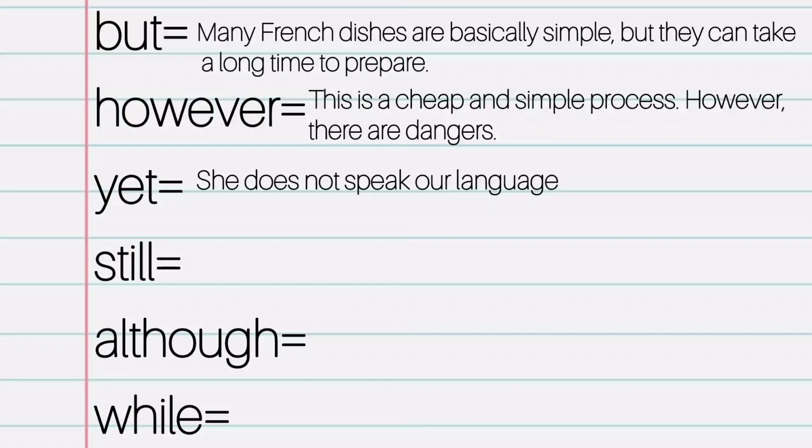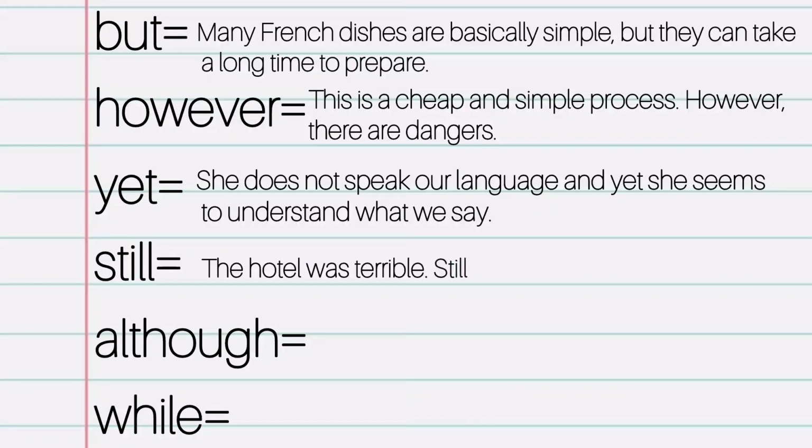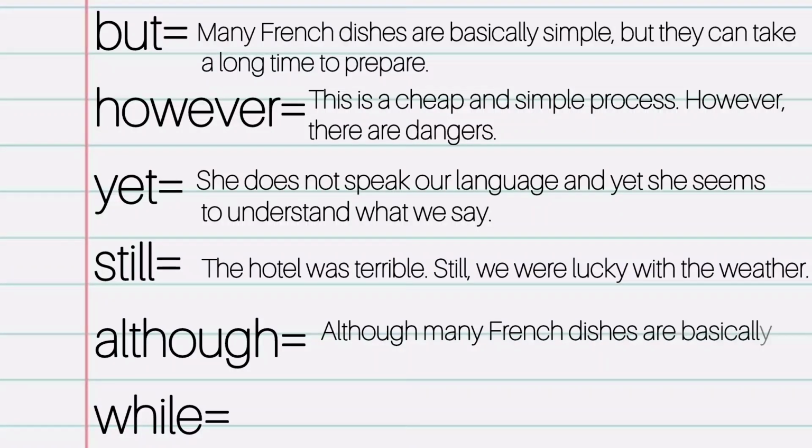She does not speak our language, and yet she seems to understand what we say. She does not speak our language, but she seems to understand what we say. This is a cheap and simple process, yet there are dangers. The hotel was terrible, still we were lucky with the weather. The hotel was terrible, but we were lucky with the weather. Or the hotel was terrible, and yet we were lucky with the weather. So you can use all these terms as synonyms.